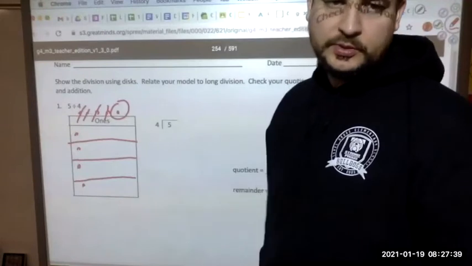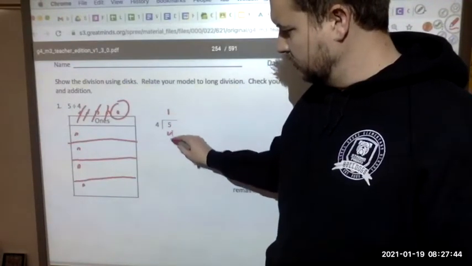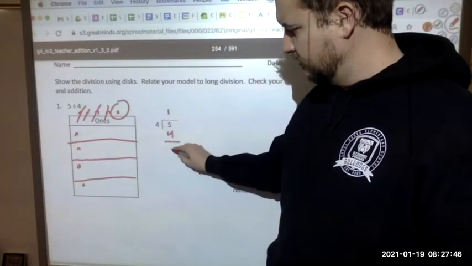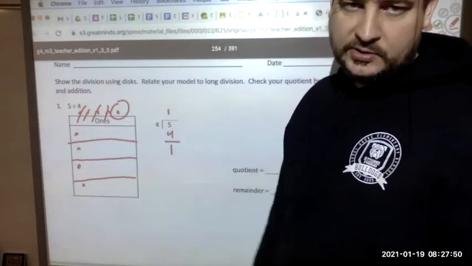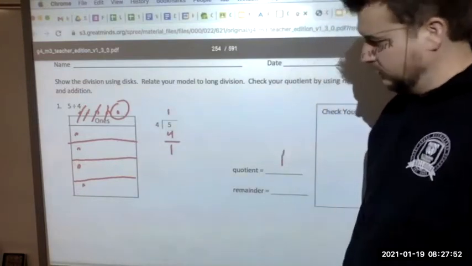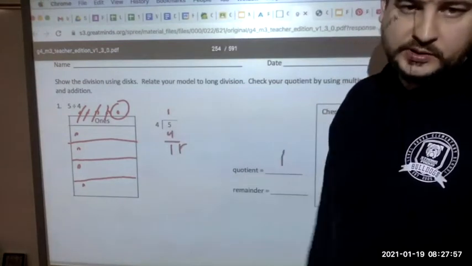Whatever's in one group, I'm going to put on top. 4 times 1 is 4. Subtract, you get 1. Whatever's on top of that house right there, that is your quotient, 1. Whatever's left over, 1 is less than 4, so that's a remainder.